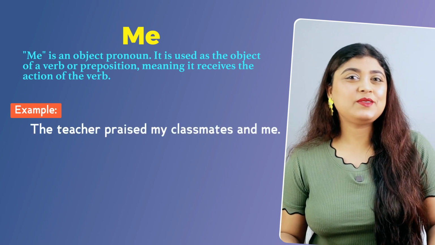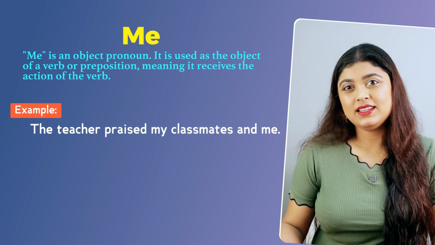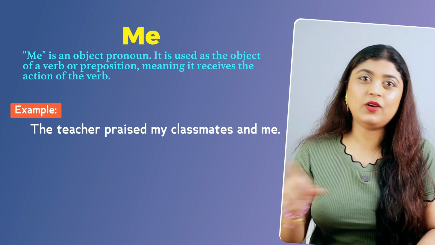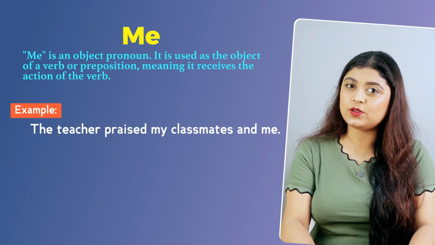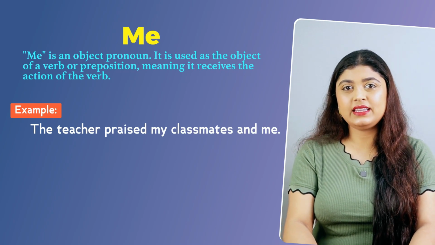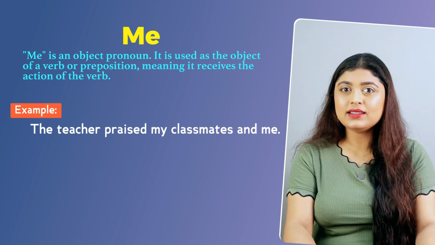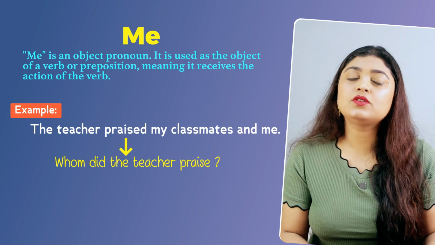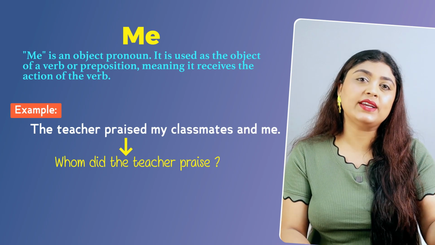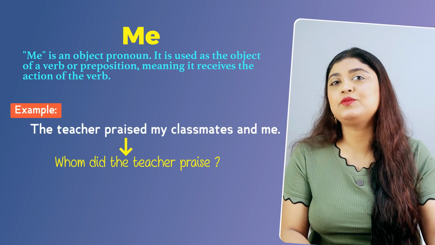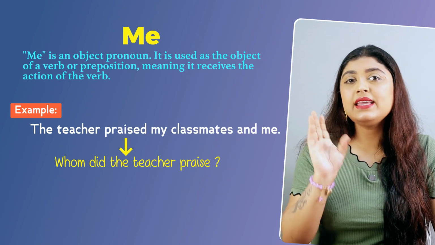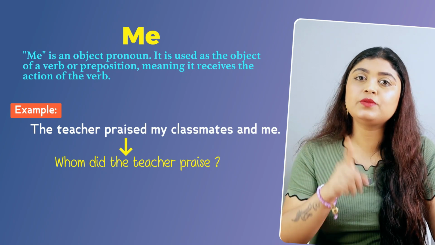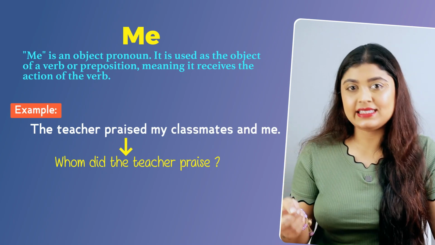The teacher praised my classmates and me. I'm not going to write my classmates and I here. Why so? Because here, as you can see, if I ask the question, whom did the teacher praise? The answer will always be, the teacher praised my classmates and me. So remember, me is not a subjective pronoun, it's always an objective pronoun. It should be used as an object in a sentence.